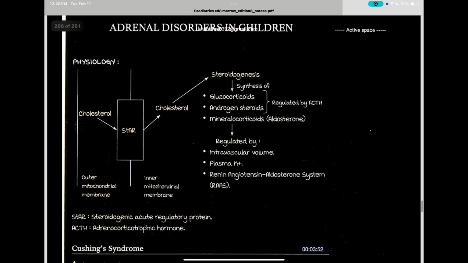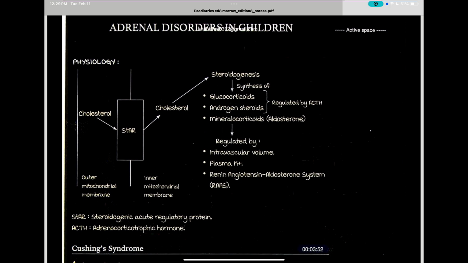Adrenal disorders in children, pathophysiology. Cholesterol, StAR, cholesterol. This is the outer mitochondrial membrane and this is the inner mitochondrial membrane. Steroidogenesis: synthesis of glucocorticoids and androgen steroids is regulated by adrenocorticotropic hormone. Mineralocorticoids, aldosterone, are regulated by intravascular volume, plasma potassium, and the renin-angiotensin-aldosterone system.